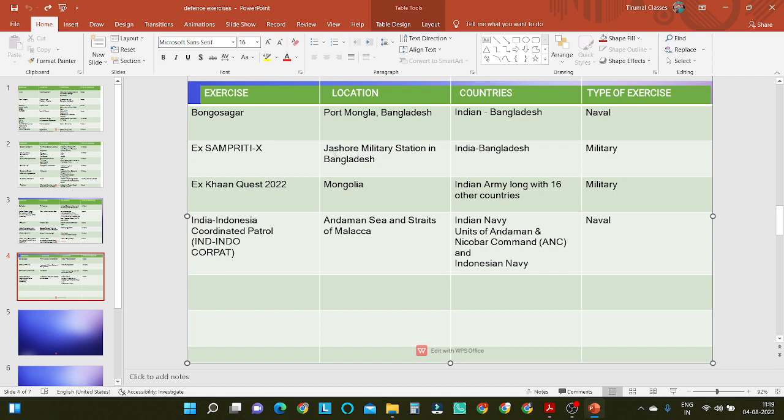And the next exercise is Sampriti. It is taking place in the Jaishur military station, Bangladesh. So it is a military type of exercise. The earlier 2 exercises are naval type of exercise, and now it is a military type of exercise.